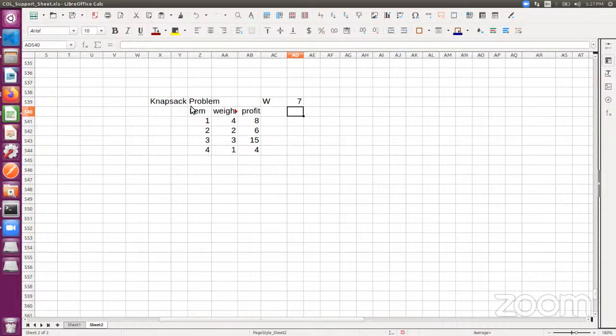So can you tell me the applications where this knapsack problem can be used? Think in real time. You can give a lot of examples.